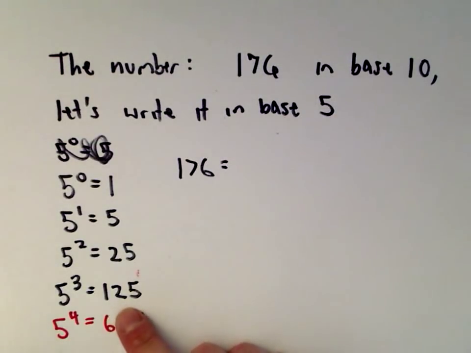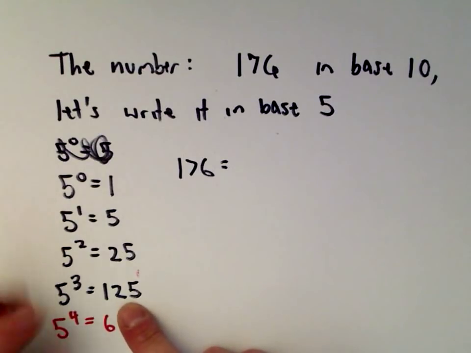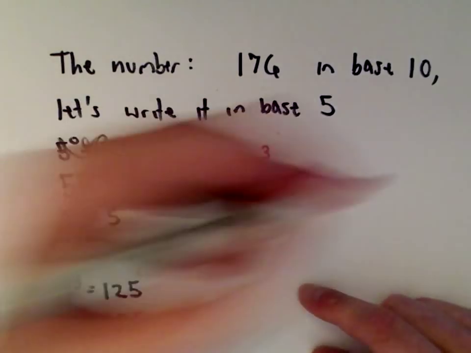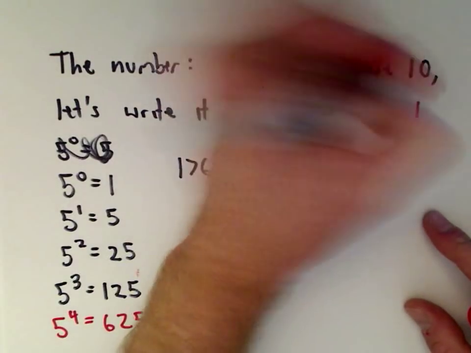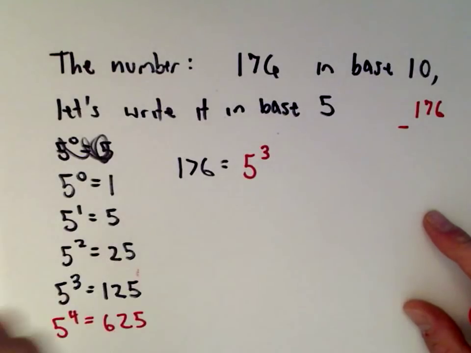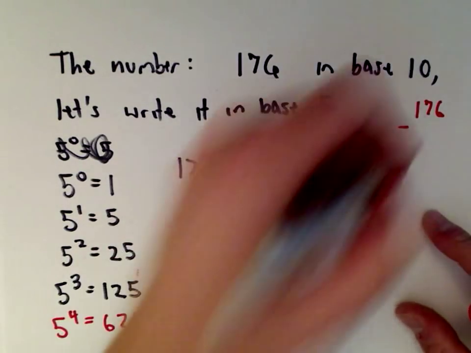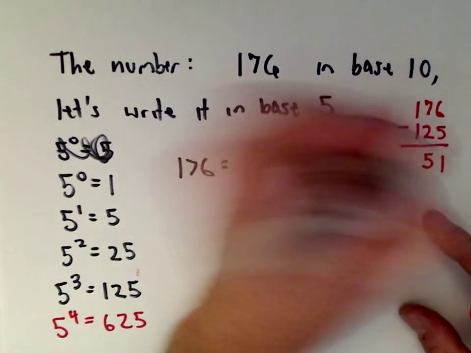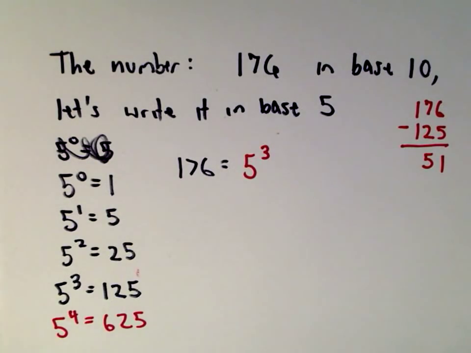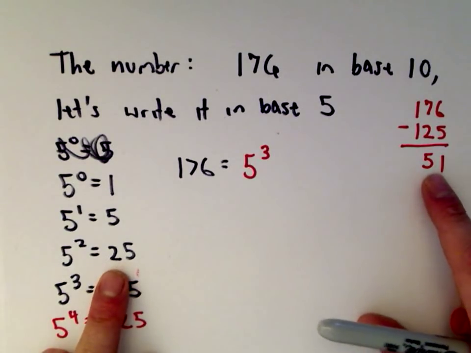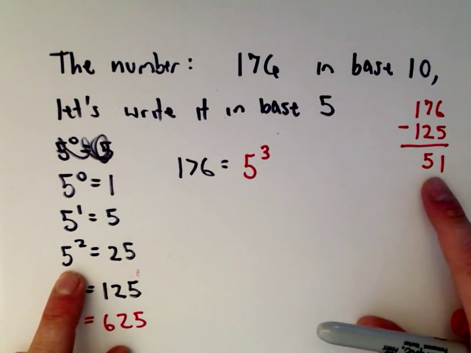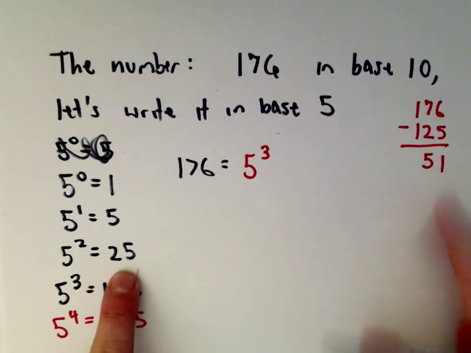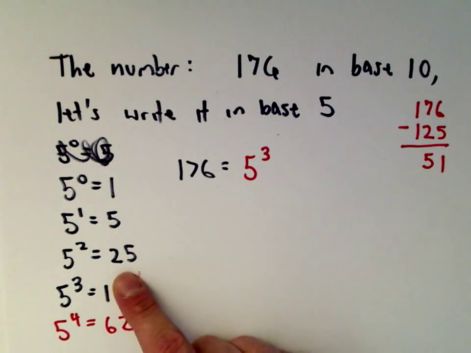The largest power of 5 that will go into that is 5 to the third. So I would need 5 to the third, and I'm just going to subtract. So 176, if I subtract away 5 to the third, which we said is 125, that's going to leave us with, what, 51? Okay, so now I do the same thing. What's the largest power of 5 that will go into 51 without going over? Well, it looks like 5 squared is going to be the next one.